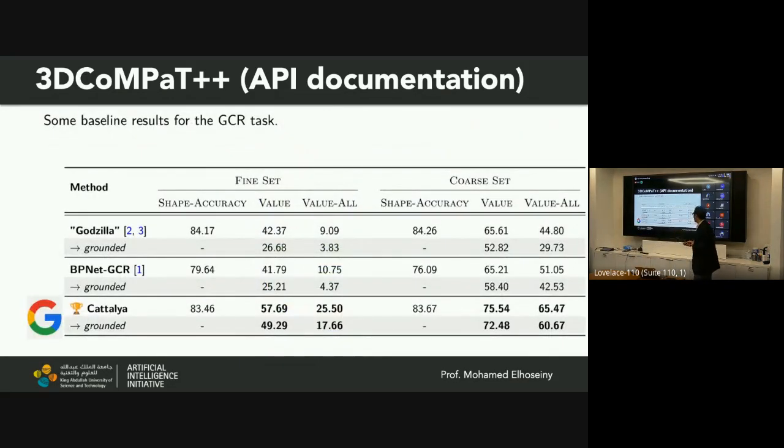So this is the baseline that we have proposed, and this is the winning model according to the CVPR challenge, by Kateri from the Google Perception Team.